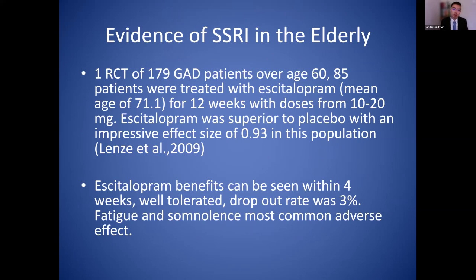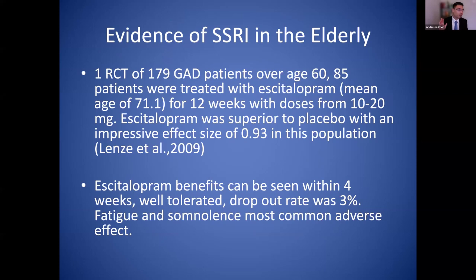Well, there's a randomized controlled trial of 179 patients with generalized anxiety disorder over the age of 60. 85 of them were treated with escitalopram, and the mean age was 71.1 for 12 weeks. And the doses range from 10 to 20 milligrams. Results show that escitalopram was superior to placebo, and the effect was impressive, 0.93. And the benefits can be seen within 4 weeks. It was well tolerated. The dropout rate was 3%. Fatigue and somnolence were some of the more common adverse effects.